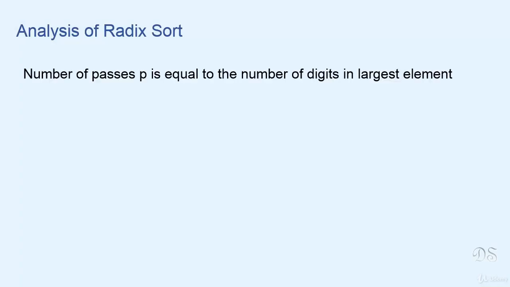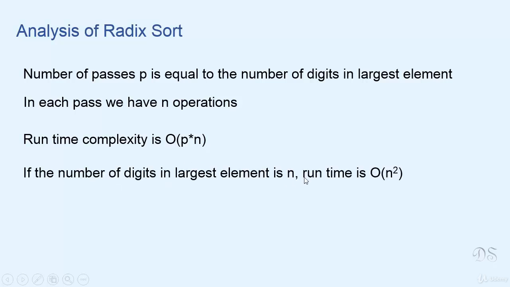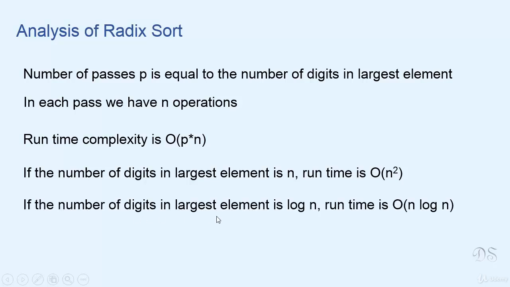In Radix sort, the number of passes is equal to the number of digits in the largest element. And in each pass, we have n operations, where n is the number of elements. So the runtime complexity is order of p into n. And if the number of digits in the largest element is n, then runtime is order of n square. And if number of digits in largest element is log n, the runtime becomes order of n log n. So this sorting is good only if the number of digits are less.